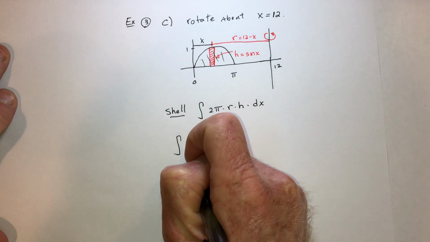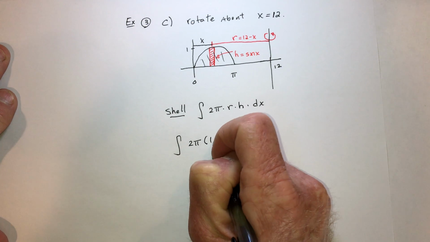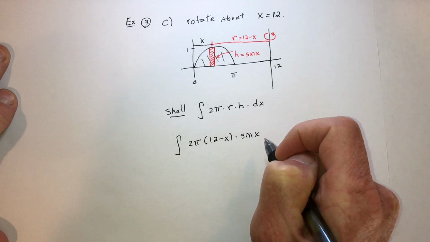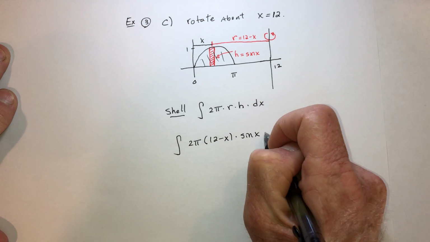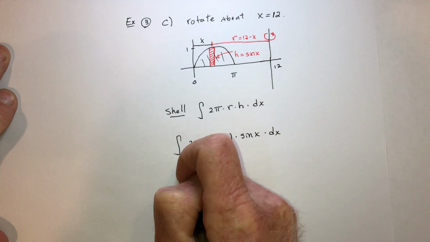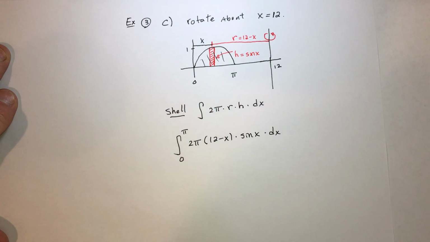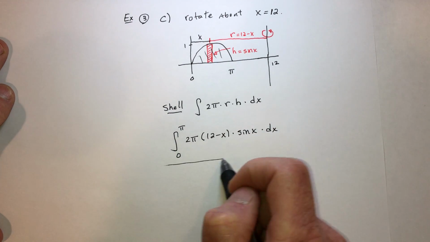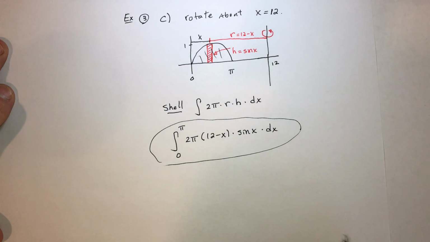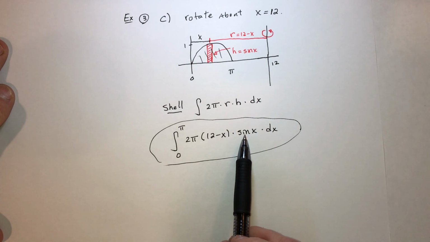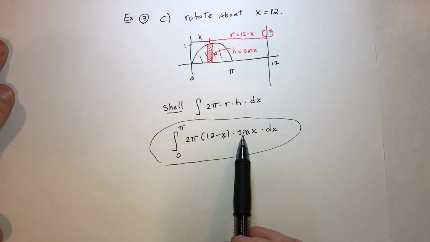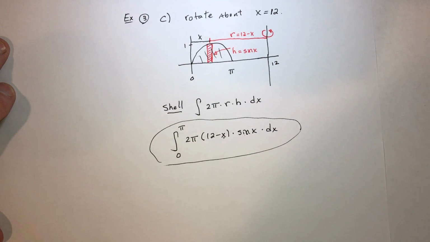So integrate 2 pi. The radius is 12 minus x. The height is sine x. And then dx. And x would go from 0 to pi. And then that one is set up, so that one is done. And if you wanted to integrate this, you would need to distribute and have 12 times sine of x, and then also minus x times sine of x. And then in order to integrate x times sine of x, you need to wait till math 3b.